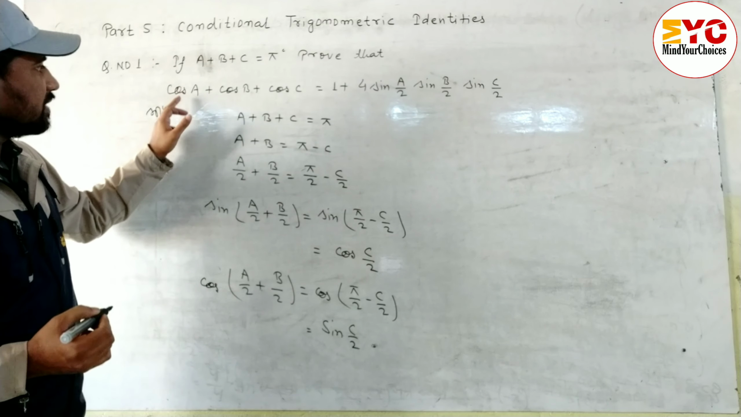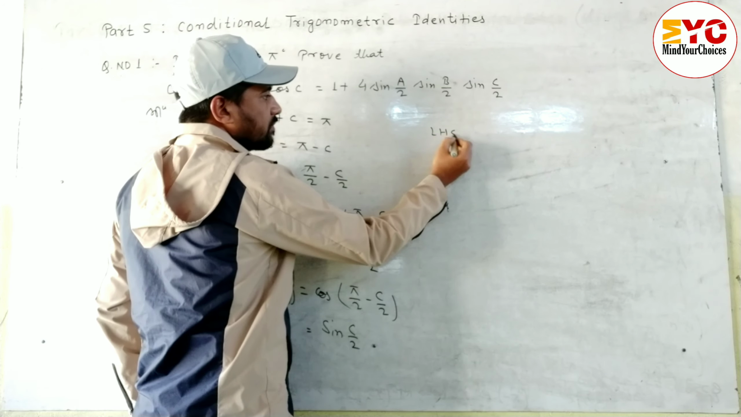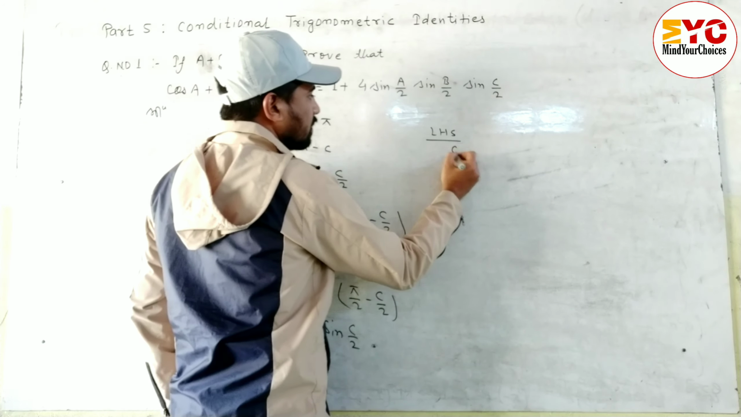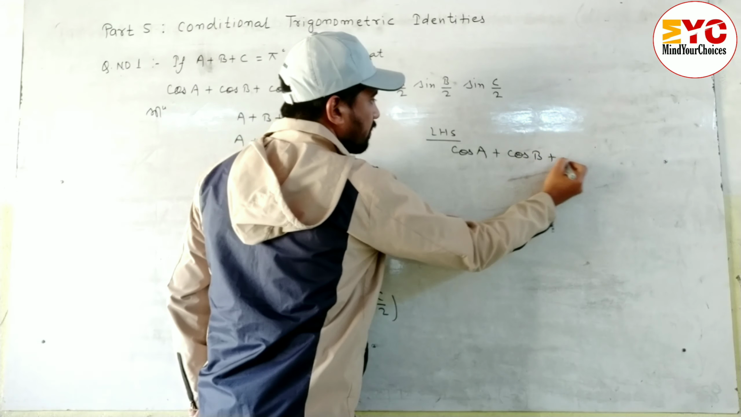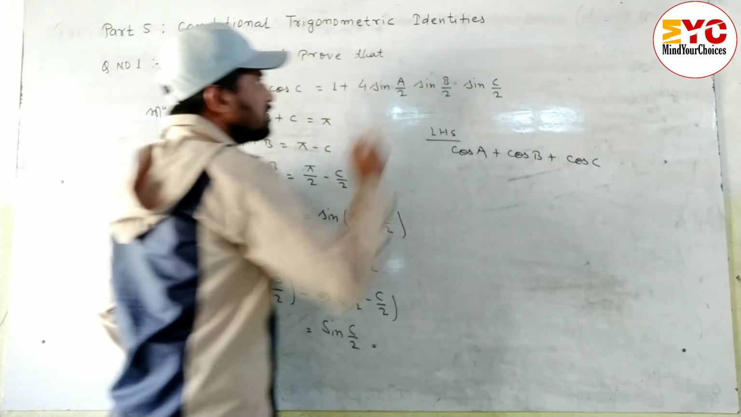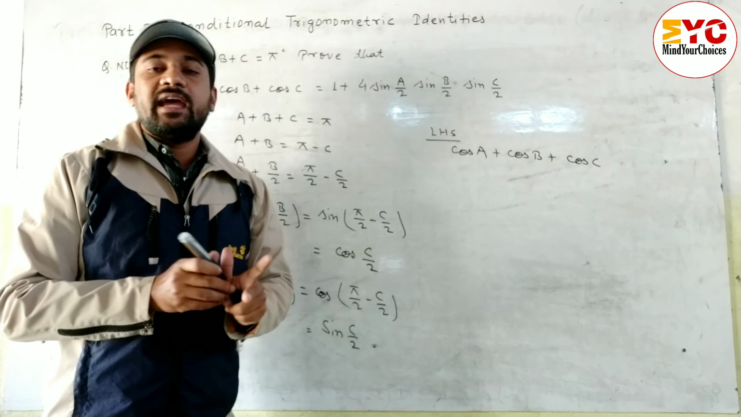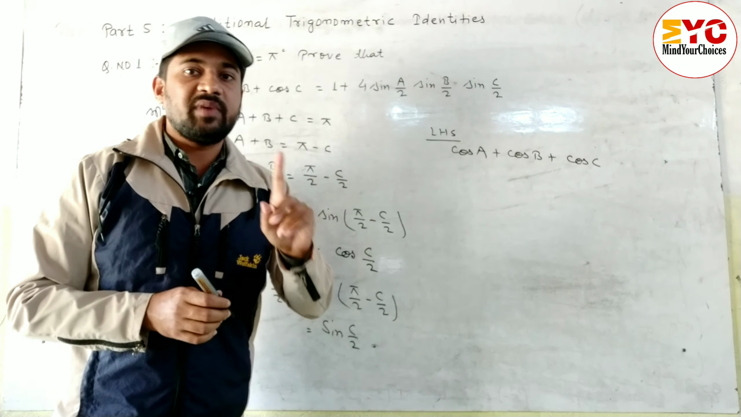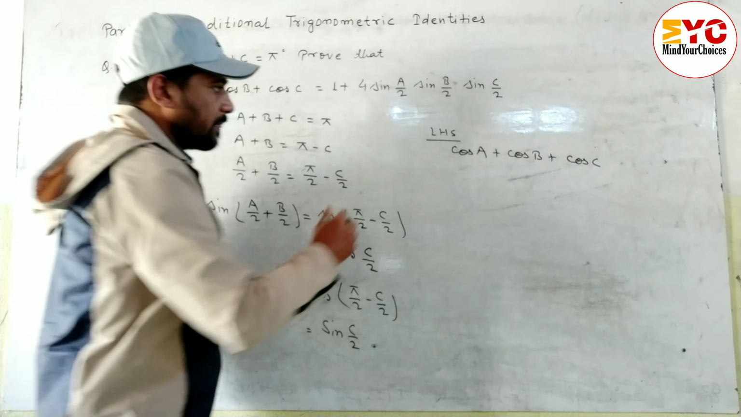After doing this condition we have to take the LHS. Now taking the LHS, cos A plus cos B plus cos C. This conditional trigonometric identities topic is very important, and you will score 4 marks from here. One long question, 100% fixed, and you will get 4 marks.